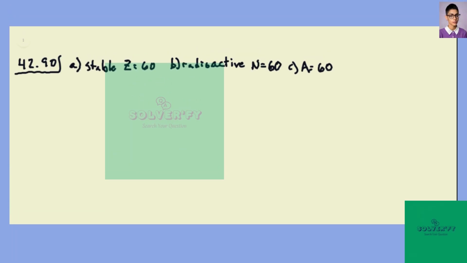90. So we need to find a chart of nuclides, and we want to write down all of the isotopes that are stable with 60 protons, radioactive with 60 neutrons, and all nuclides of any kind that exist with A equals 60.